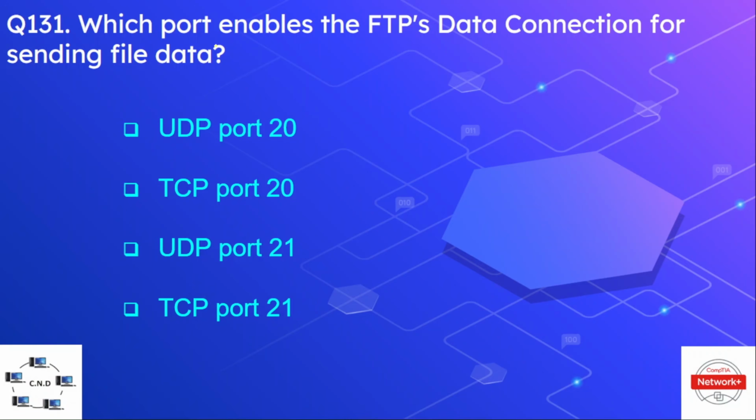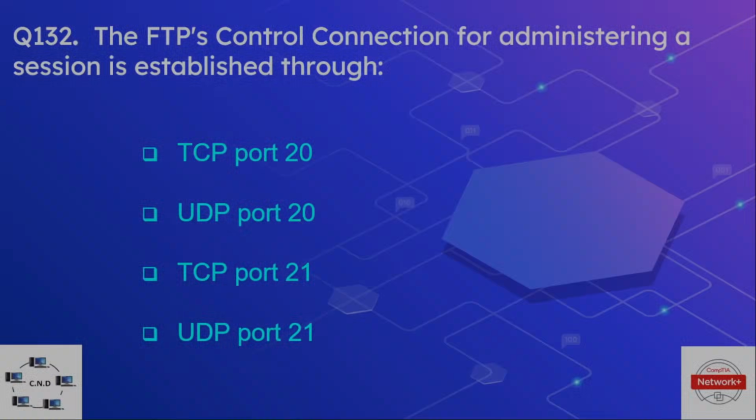Question number 131 is which port enables the FTP's data connection for sending file data? The options are UDP port 20, TCP port 20, UDP port 21 or TCP port 21. And the correct option is TCP port 20. So it is used for the data connection of the FTP.